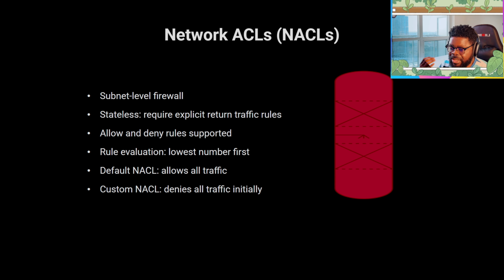Rule evaluation is one of the things you need to take note of. The lowest number will win. So if there is a rule in the network access list that has a lower number, it is going to win, so you have to order them, right? The default is obviously to allow all traffic, but you can go there and play with it. You can have your own custom network access control list to deny all traffic if you want, and then put in only the traffic you want.